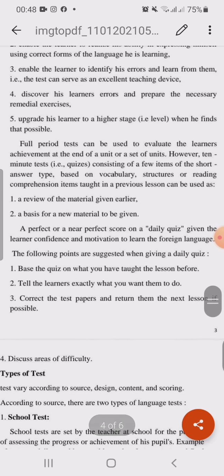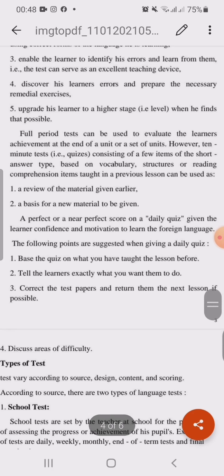Number 4, discover his learner's errors and prepare the necessary remedial exercises، يعني تساعد المعلم في اكتشاف أخطاء طلبته وإعداد تمارين الضرورية لمعالجتها. Number 5, upgrade his learner to a higher stage، يعني يرتقي بطلابه إلى مرحلة أعلى، أي level stage level, when he finds that possible، عندما يجد ذلك ممكنا.